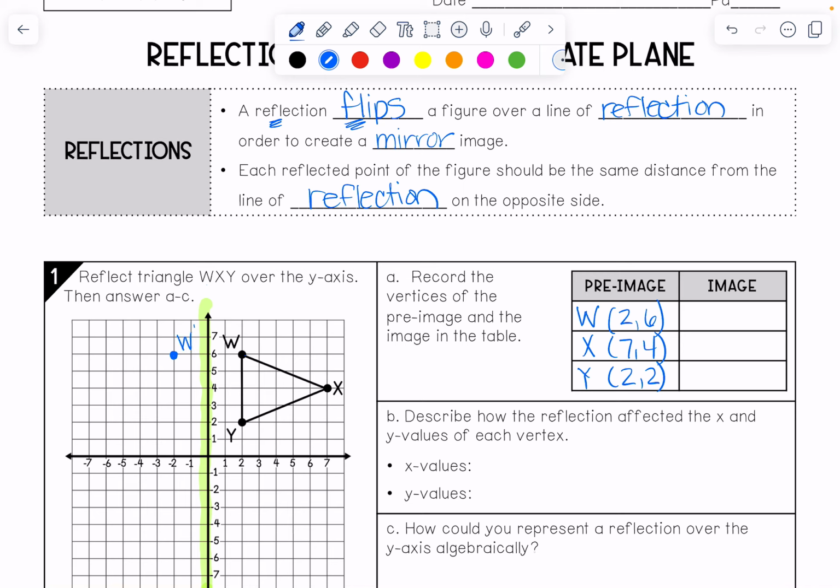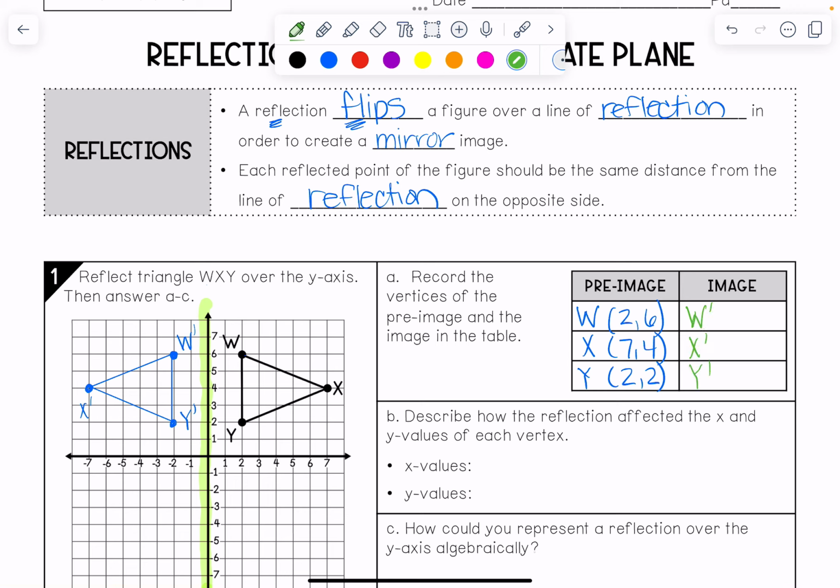So this is going to be W prime. Y prime is going to be down here. And then X was 7 units away, so X prime will be over here. I'm going to go ahead and connect these to form our triangle. It's not perfect, but I think you guys get it. We'll look at our ordered pairs for the image now.